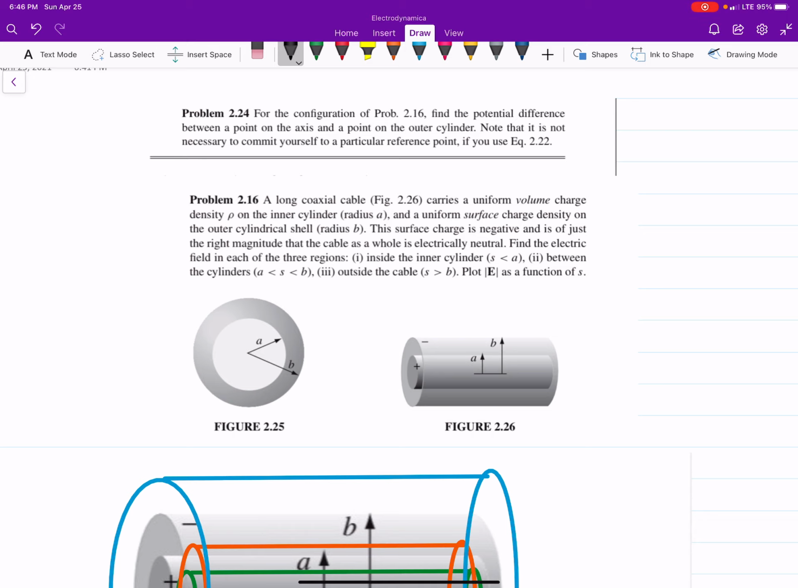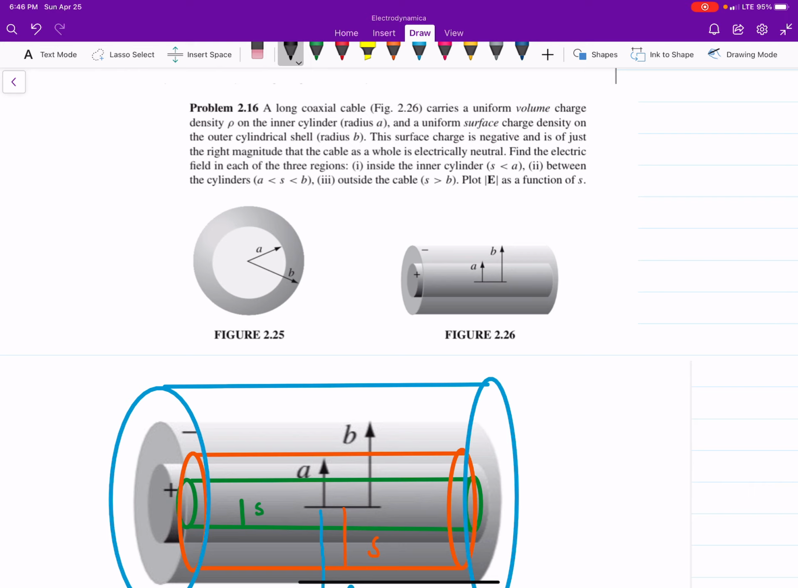So that is figure 2.26, and if we look at problem 2.16, a long coaxial cable carries uniform volume charge density ρ in the inner cylinder with radius a, and uniform surface charge density on the outer cylinder shell radius b. The surface charge is negative and is of just the right magnitude that the cable as a whole is electrically neutral. Find the electric field in each of the three regions: inside the inner cylinder, between the cylinders, and outside the cable.